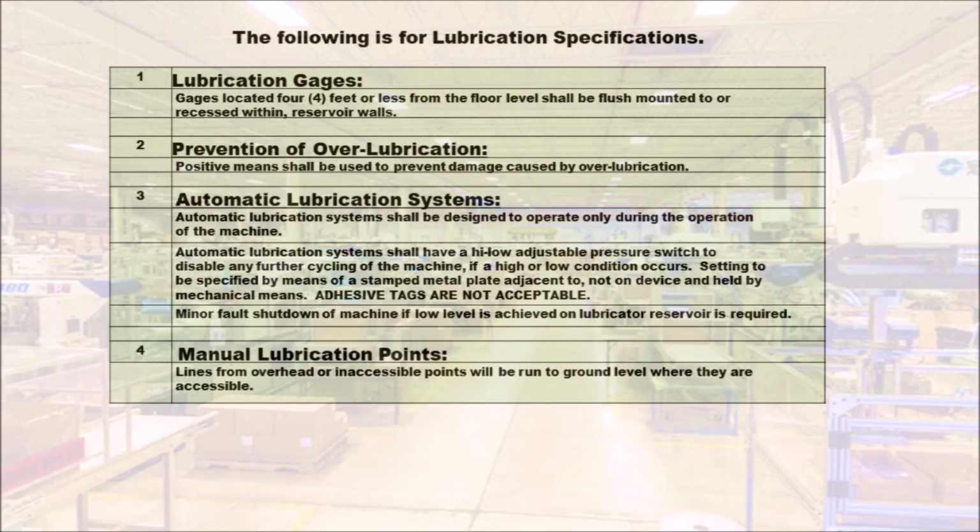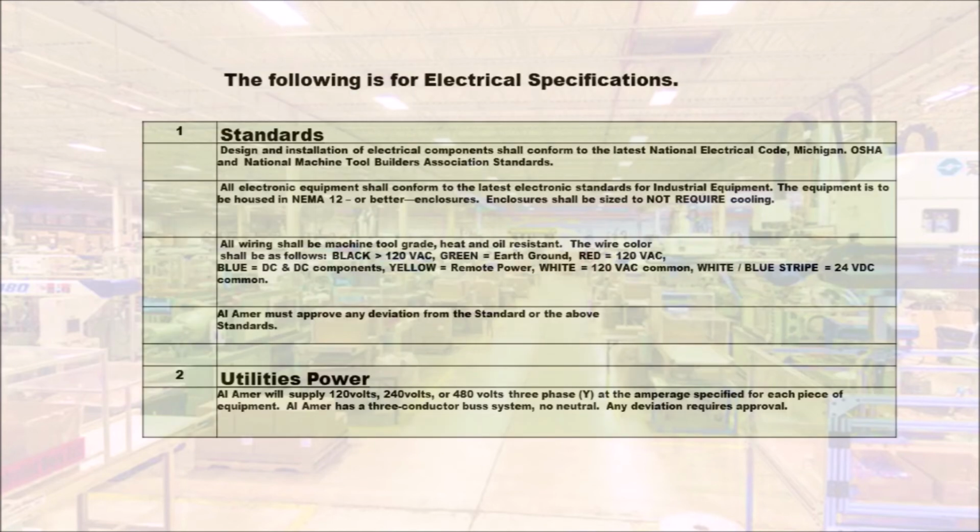Manual lubrication points. Lines from overhead or inaccessible points will be run to ground level where they are accessible. The following is for electrical specifications. Standards. Design and installation of electrical components shall conform to the latest National Electrical Code, Michigan OSHA, and National Machine Tool Builders Association standards. All electronic equipment shall conform to the latest electronic standards for industrial equipment.